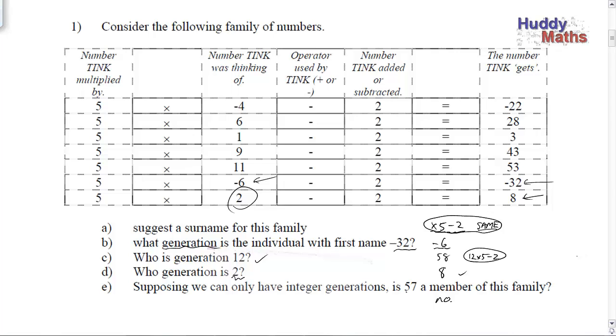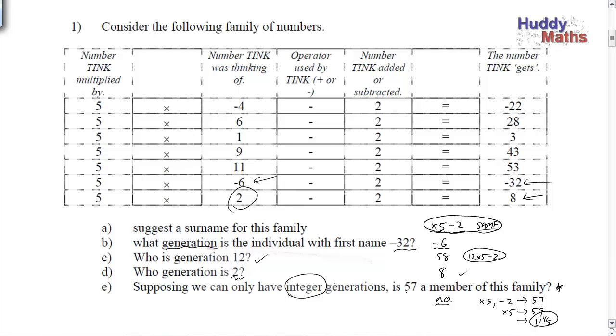Oh, what about this last one? Supposing we can only have integer generations, is 57 a member of the family? Did you say no? Well, let's see if we can work it out. After timesing by 5 and taking 2, you got the number 57. So here, if you added 2, you'd be back to timesing 5, which would have been 59. Going backwards and dividing by 5, 59 over 5 is 11 and 4 fifths. So that won't do as an integer or whole number generation.